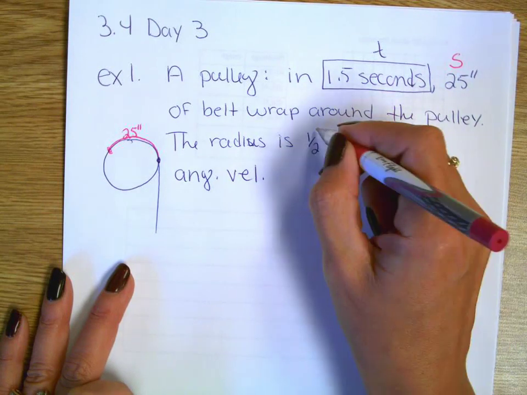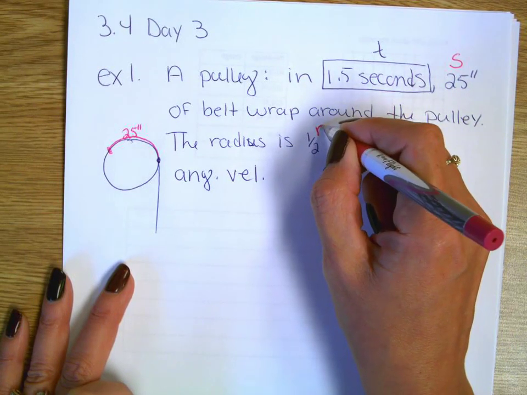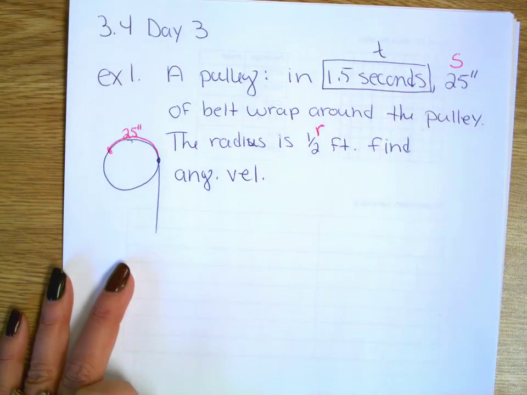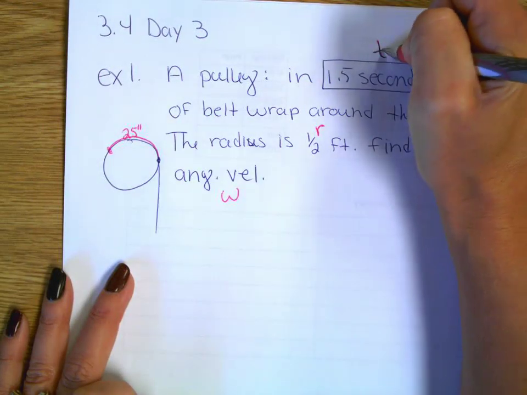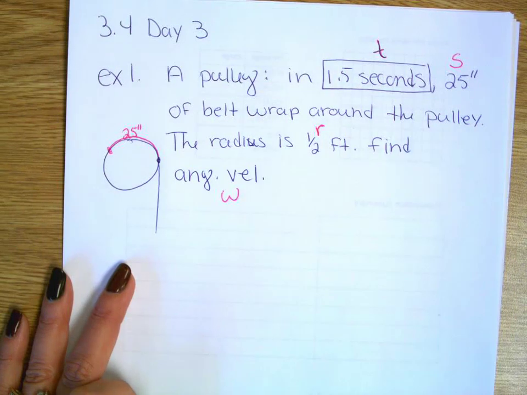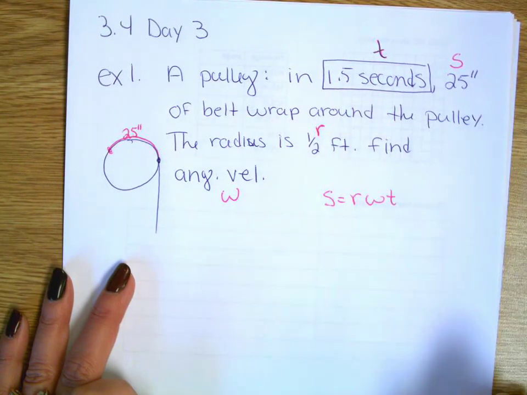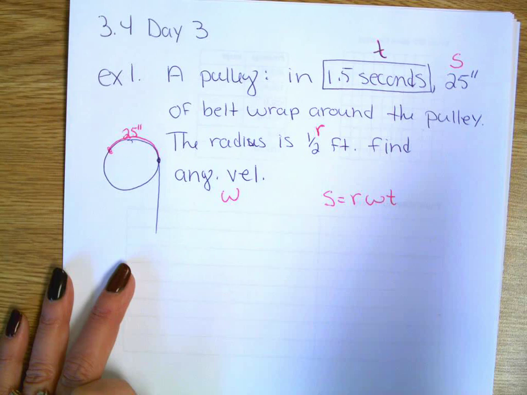Radius is a half a foot. And label what you're trying to find. Angular velocity, what letter is that? W. Well, now that we've identified the variables, let's pick our formula first, and then we'll take care of any red flags. Is there a formula that works with these 4 letters? S equals RWT. Okay, there it is. S equals RWT. Another point for you. So now, do we have any red flags to take care of?